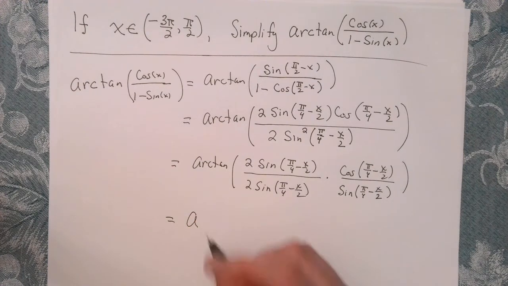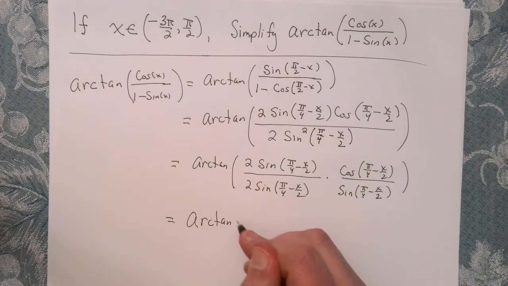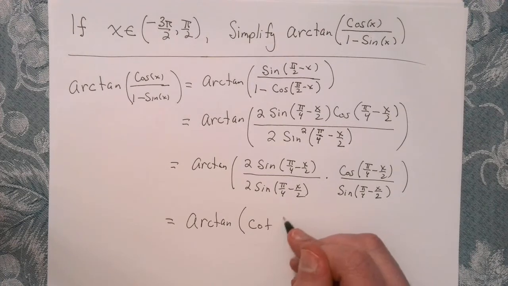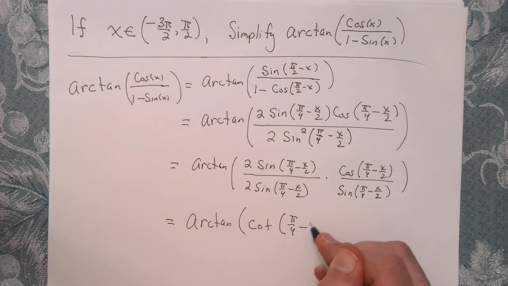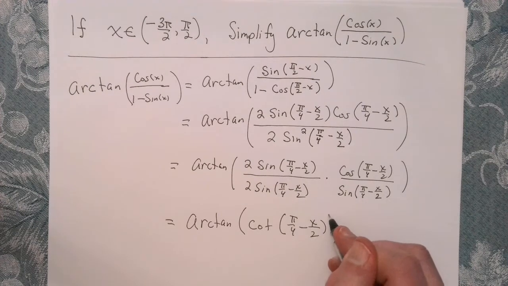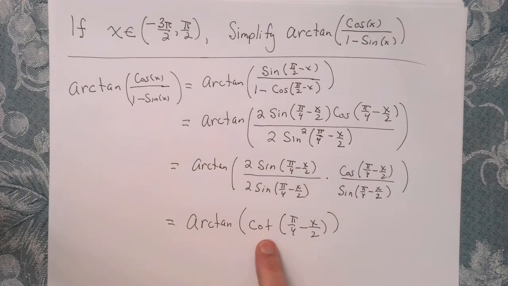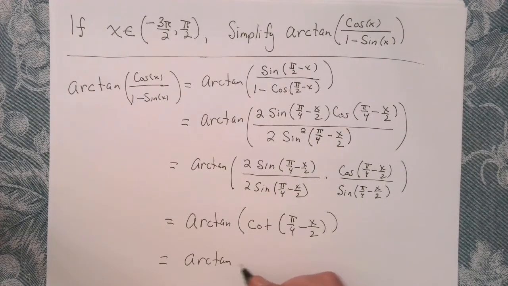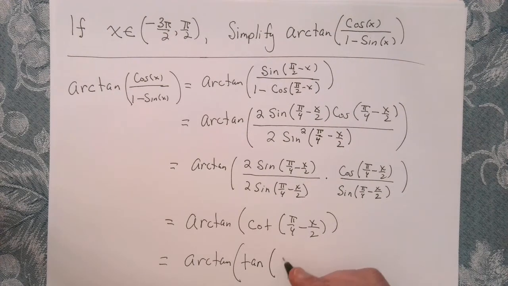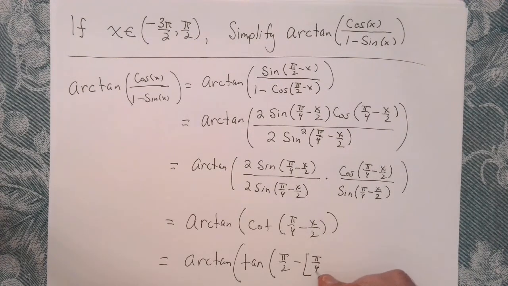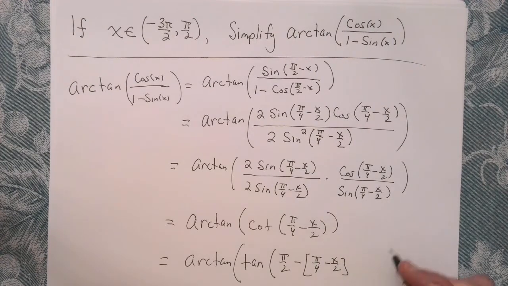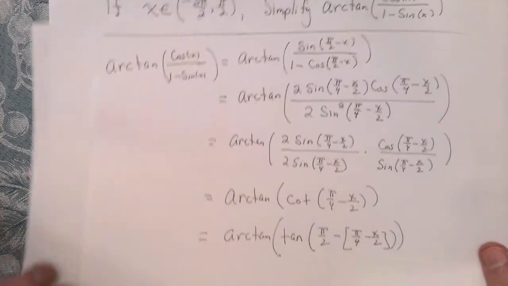So this is the arctangent of the cotangent of pi over 4 minus x over 2. And we can write that in terms of tangents using another translation property. So this is the arctan of the tangent of pi over 2 minus the old angle. Okay, so this seems very promising. So let's clean that up a little bit. Let's see what we get here.